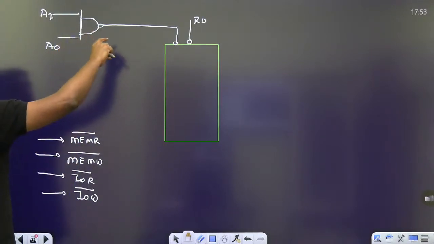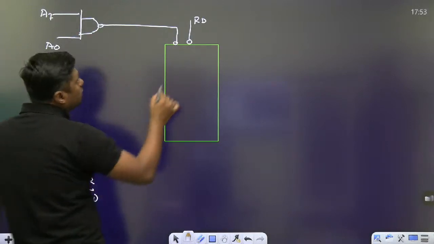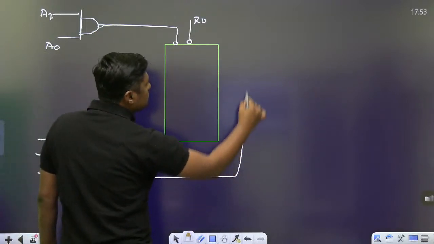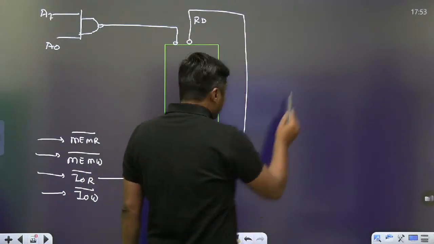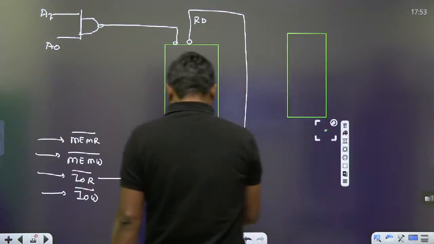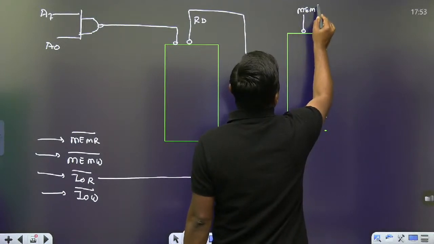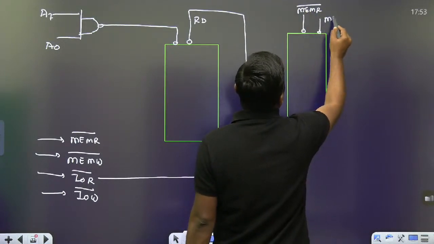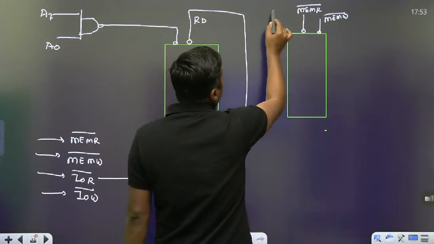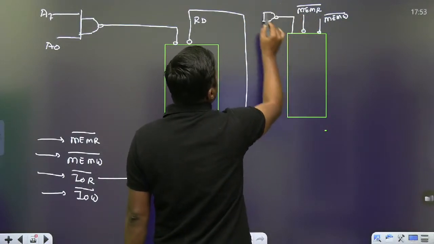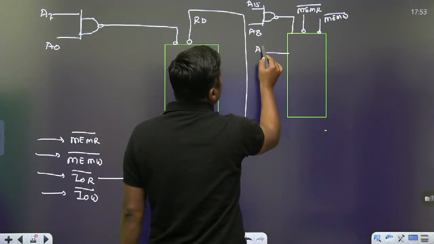If it is an input operation, then input output read is connected here. This pin, input output read, is connected here. Okay, that means it is an input device, right? Second thing, if it is a memory operation, then memory read and memory write are connected here, from the microprocessor. This is the read, this is the write, and these are the address lines. The total 16-bit address is defined from A15 to A8, and the remaining here, A7 to A0.